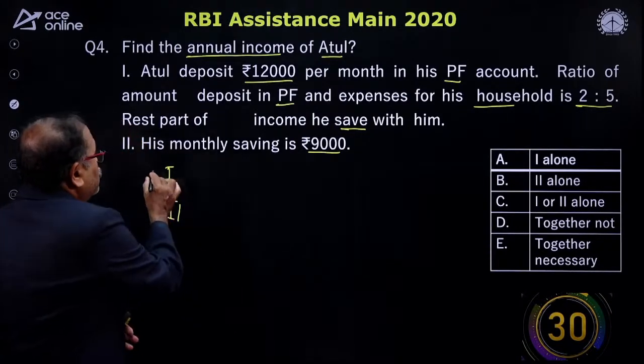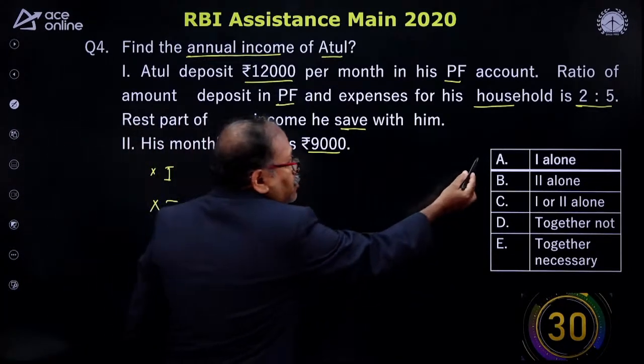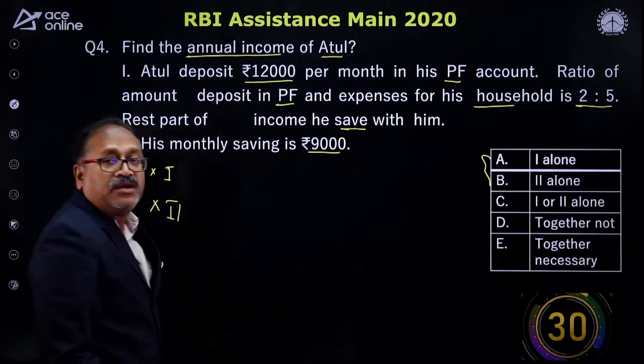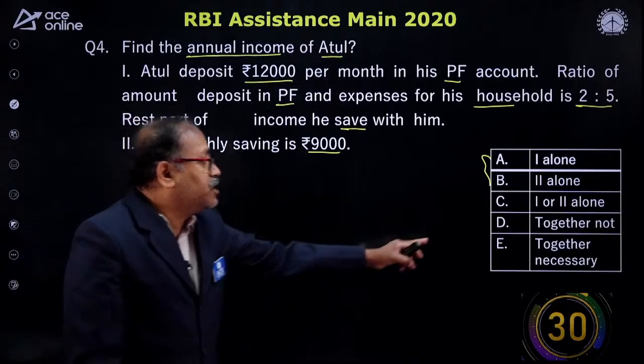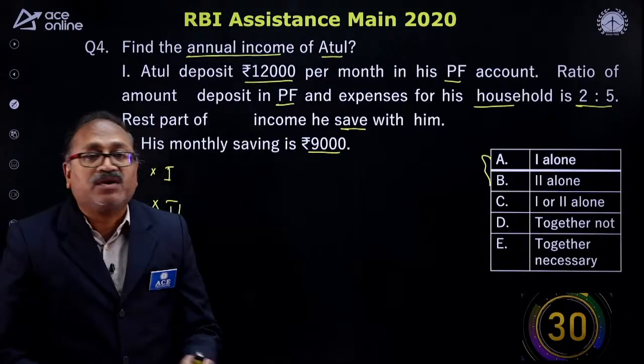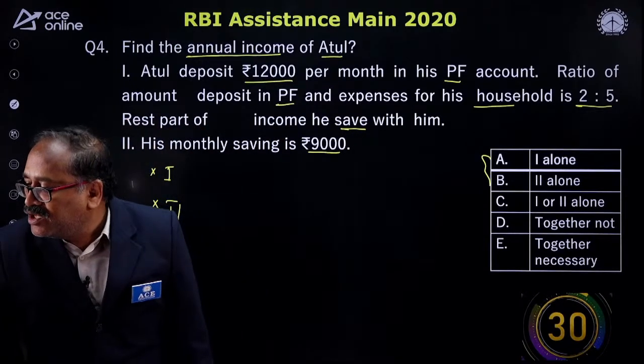So 1 alone is not sufficient, I noticed. 2 alone is not sufficient. So these 2 options are eliminated. Either 1 or 2 is also eliminated. Now you are left with whether together we can answer the question, or even together we will not be able to answer the question. Your option will be either D or E.